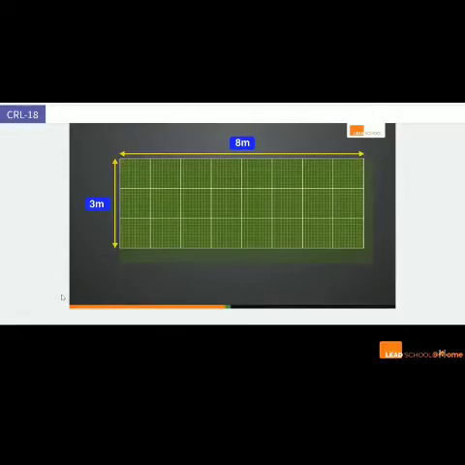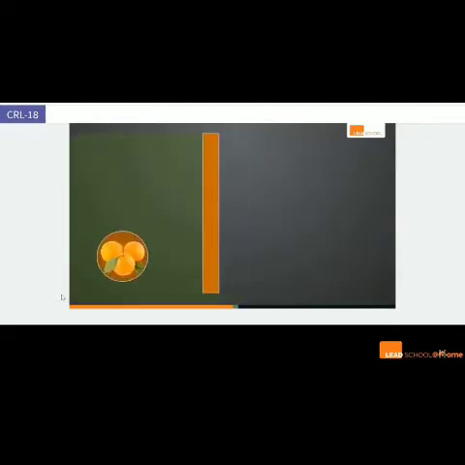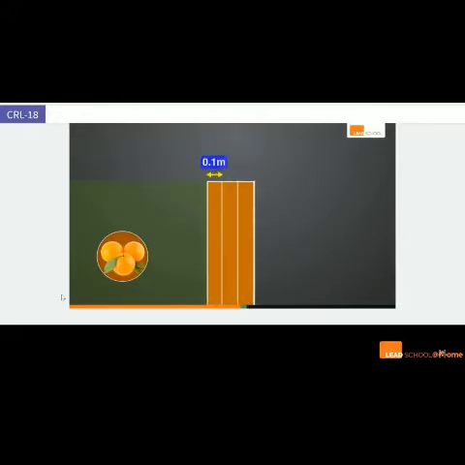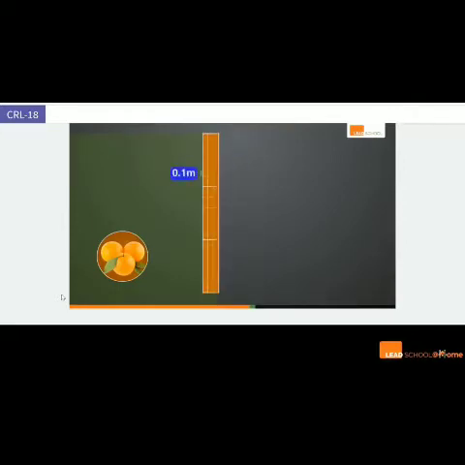What happens when the length and breadth are expressed as decimal numbers? Let's find out. Here, oranges occupy this space. As shown earlier, each segment is 0.1 meter long. 3 of these segments become 0.3 meter. 30 of these 0.1 meter markings become 3 meters.